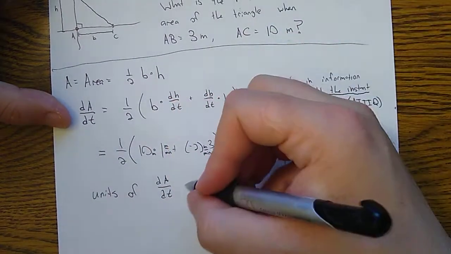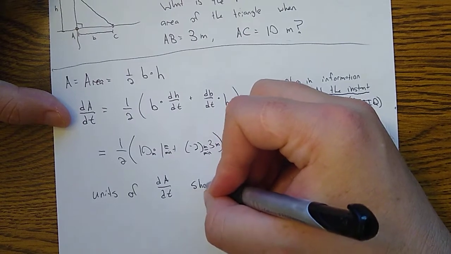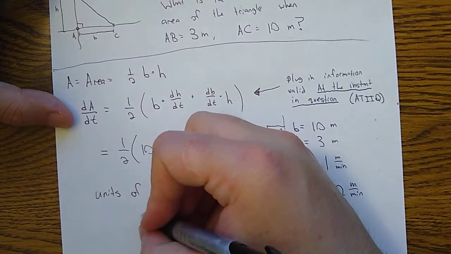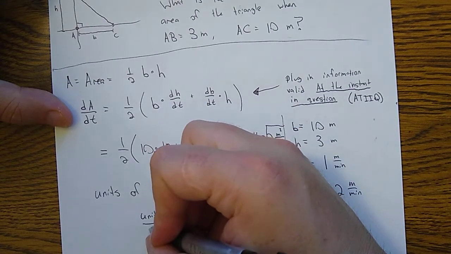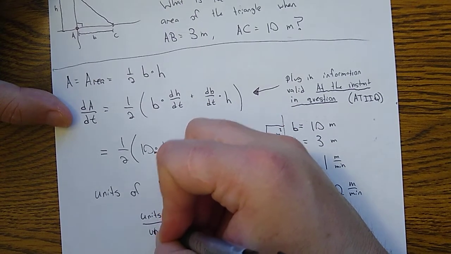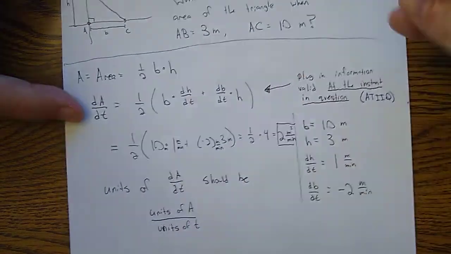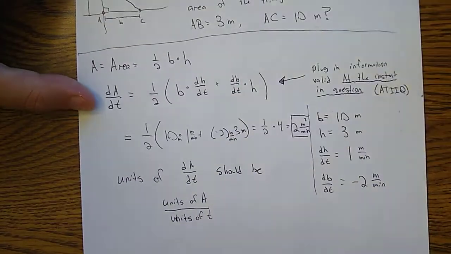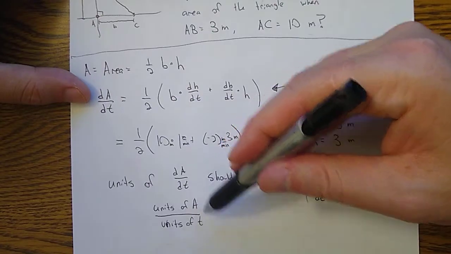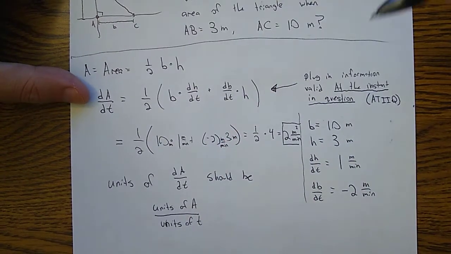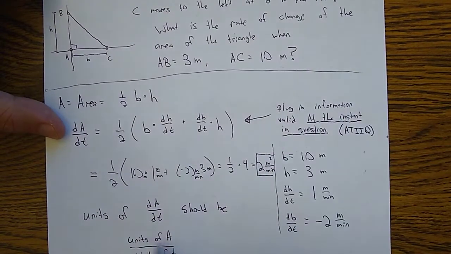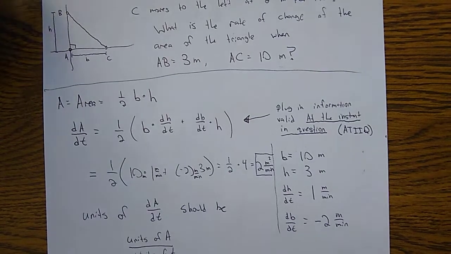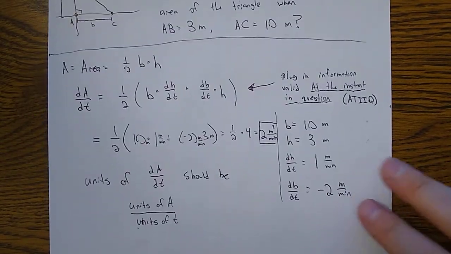The units of dA over dt should be the units of A over the units of T. A is the area. We would measure that in square meters, and T is time, and we're measuring that in this problem in minutes. So the units of A is meters squared, units of T is minutes. That's another easy way you can figure out what the units should be.